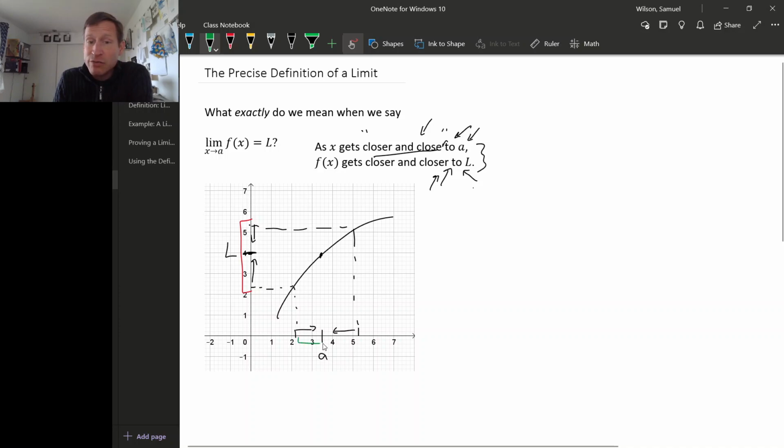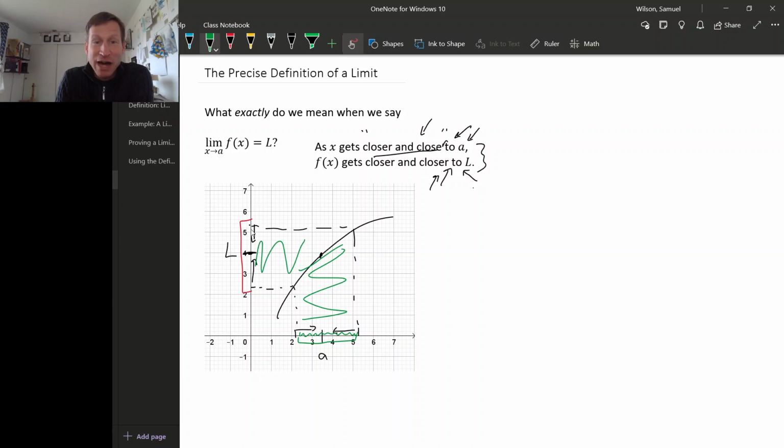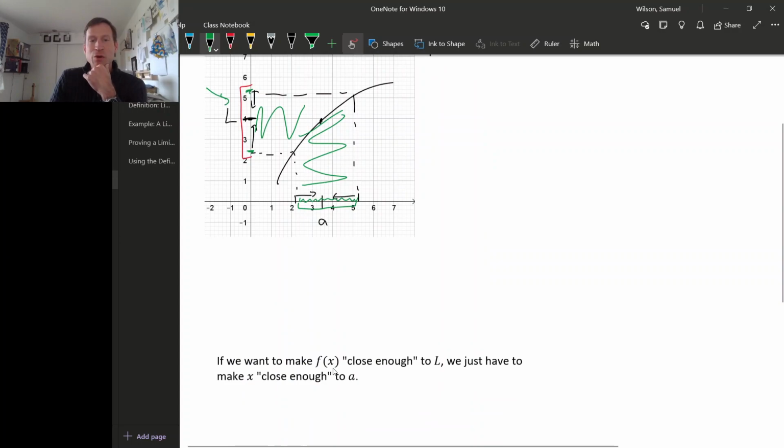So if you look at it that way, what's happening here is, we have some range of outputs, and there's a corresponding range of inputs that the function fits inside of this range of outputs. You can see for any input in this range, the function turns this into outputs that are inside this range of y values. So looking at it that way, we could describe a limit this way. If we want to make the value of our function close enough to L, we just have to make x close enough to a.